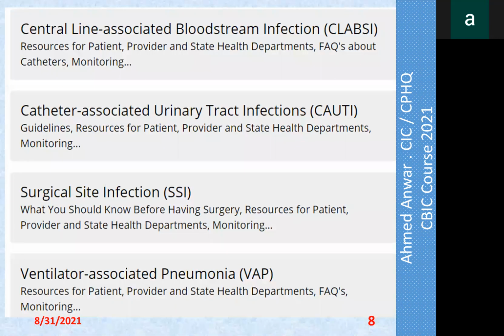These are the most common types of hospital acquired infection: central line associated bloodstream infection, which is called CLABSI; catheter associated urinary tract infection, which is called CAUTI; surgical site infection; and ventilator associated pneumonia, VAP. If the patient has any device from these, and on the 3rd calendar day from the device insertion he gets a bloodstream infection, urinary tract infection, or pneumonia, it will be a hospital acquired infection. For surgical site infection, the period extends to 30 days from the operation.